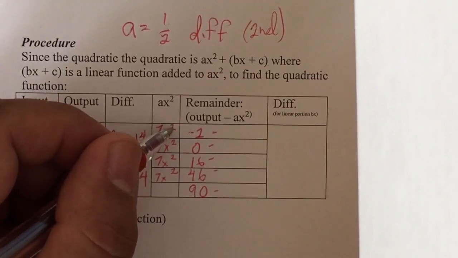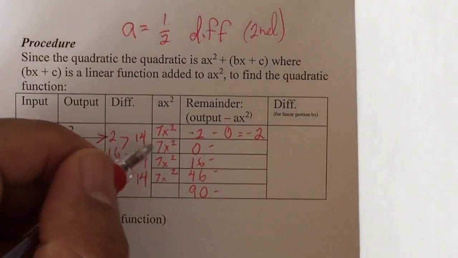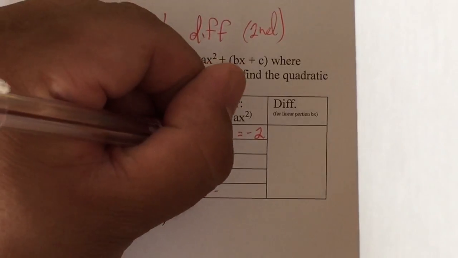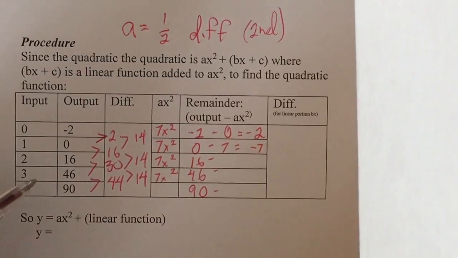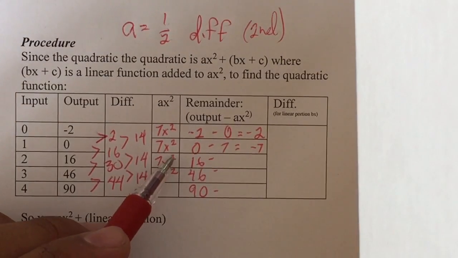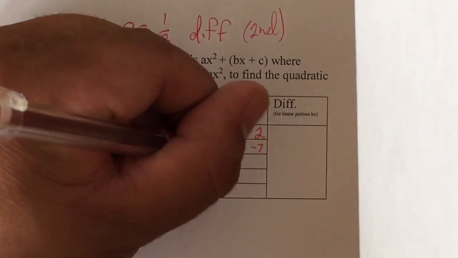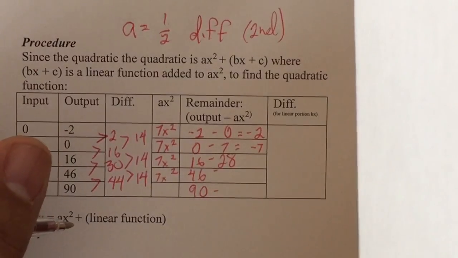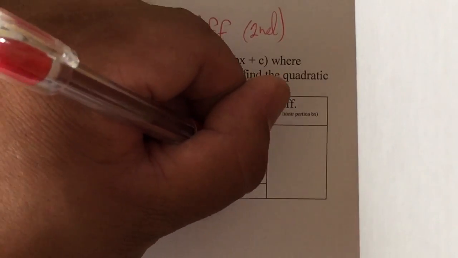So 0 squared is 0 times 7 is 0. Therefore we end up with -2. 1 squared is 1 times 7 is 7. 0 minus 7 equals -7. 2 squared is 4 times 7 is 28. And 16 minus 28 is -12.